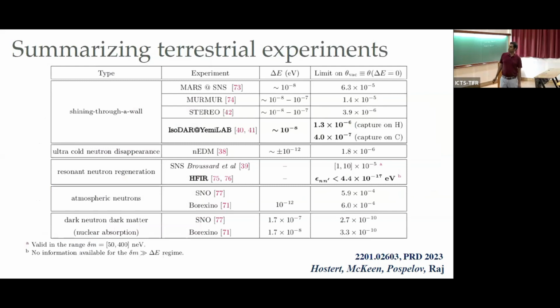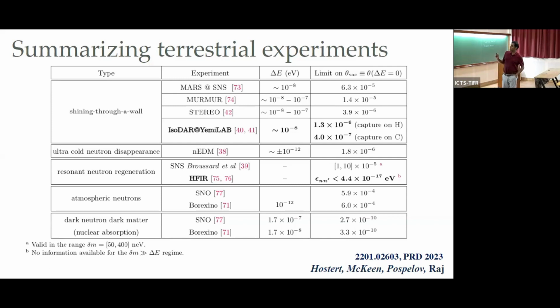Okay, so here's a quick summary of all the kinds of experiments one could make use of. I mentioned IsoDAR. There's also another dedicated experiment called HFIR that looks for this kind of neutron regeneration. You could make use of atmospheric neutrons to do this, just like I did with dark matter from the halo. So they all have various sensitivities depending on what the resonant energy is and so on. But the best seems to be the IsoDAR experiment. Okay, the best sensitivity seems to be given by the IsoDAR experiment.